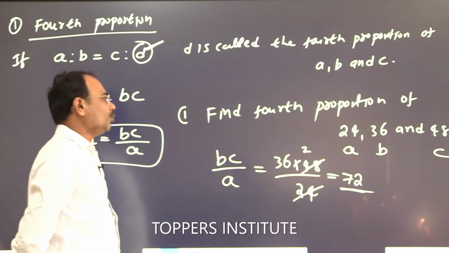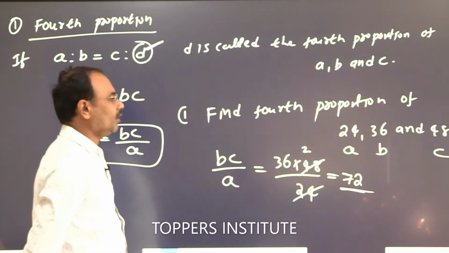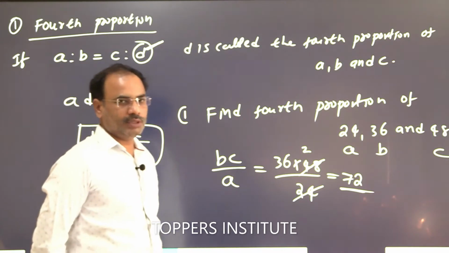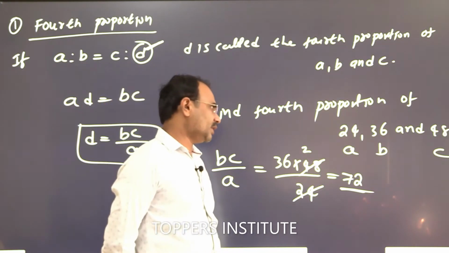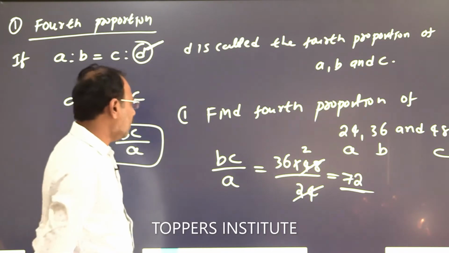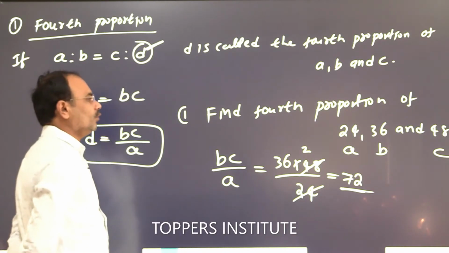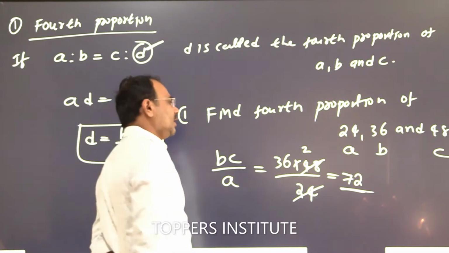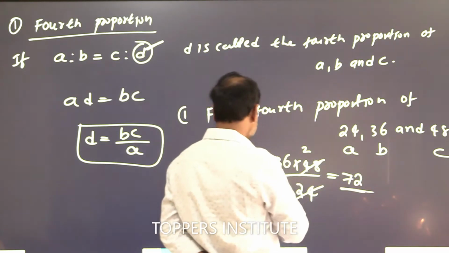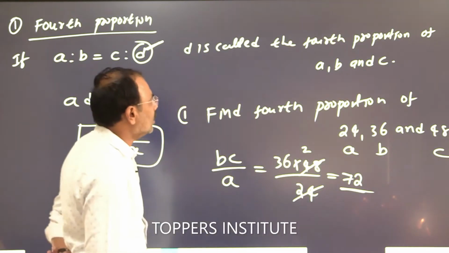72 is the fourth proportion of 24, 36 and 48. So we find fourth proportion of 24, 36 and 48. ఇచ్చిన టర్మ్స్ ను ఏబీసీగా కన్సిడర్ చేసి దెన్ బీసీ బై ఏ అని చెప్పి రాస్తే మనకు ఆన్సర్ వచ్చేస్తుంది.